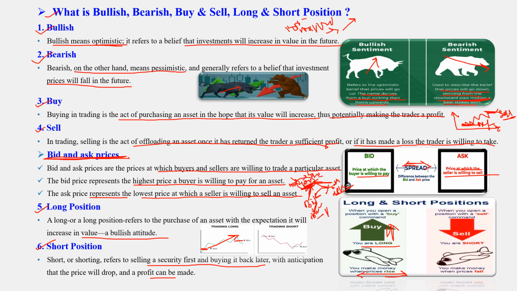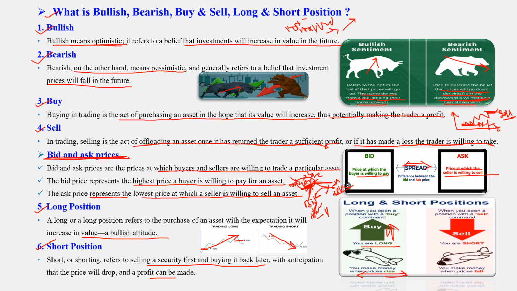But in the trade, the trend is different. In the long position, the trend is bullish, and we need to buy and sell: first buy and then sell. But in the short position, the trend is downward. We anticipate that the market will be going down. That's why we need to first sell this security and then buy it back later with that anticipation, so we make some profit. First we need to sell and then buy, right?